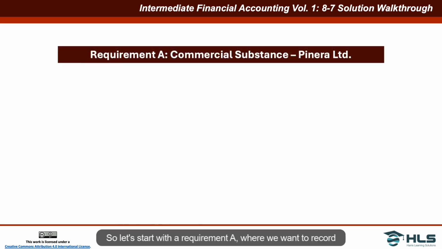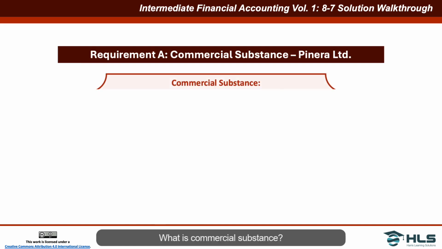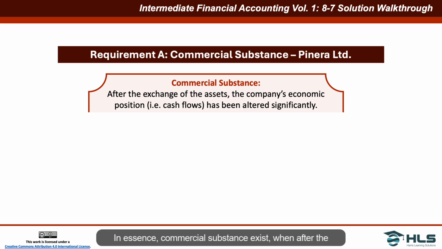So let's start with requirement A, where we want to record the exchange for both companies, assuming commercial substance exists. What is commercial substance? In essence, commercial substance exists when, after the exchange of assets, a company's economic position, i.e. its cash flows, has been significantly altered. A simple example of this might be exchanging a gasoline-powered delivery truck for a diesel-powered delivery truck, where the fuel and operating costs of the diesel truck will differ significantly from that of a gasoline vehicle.